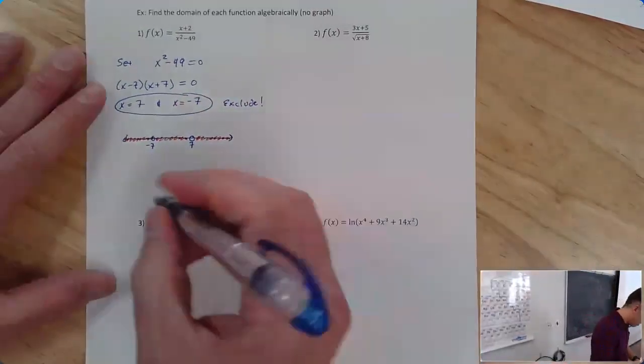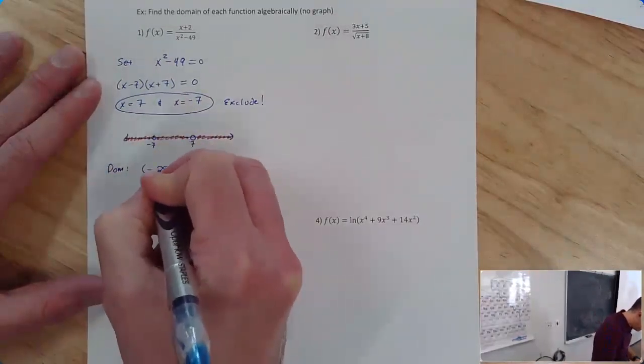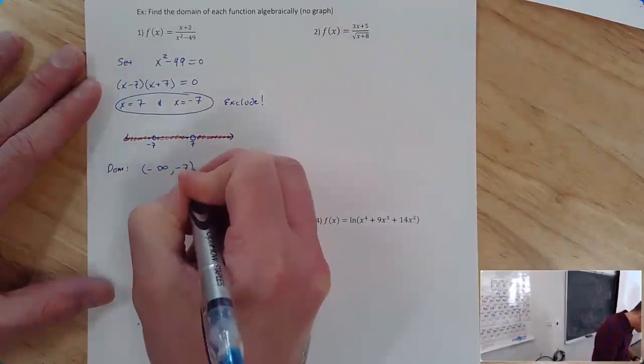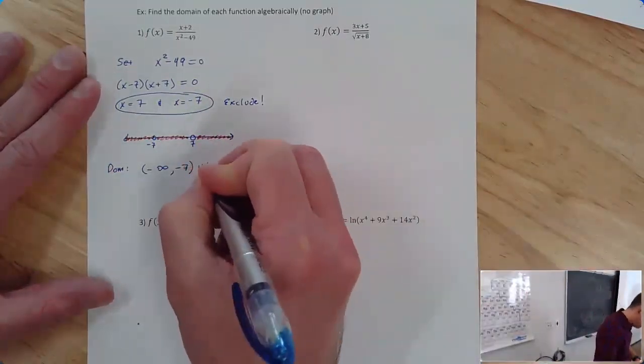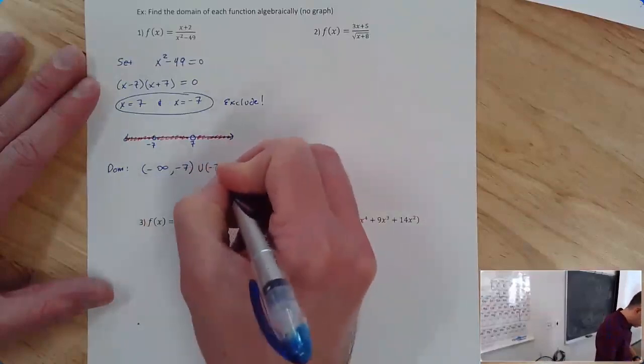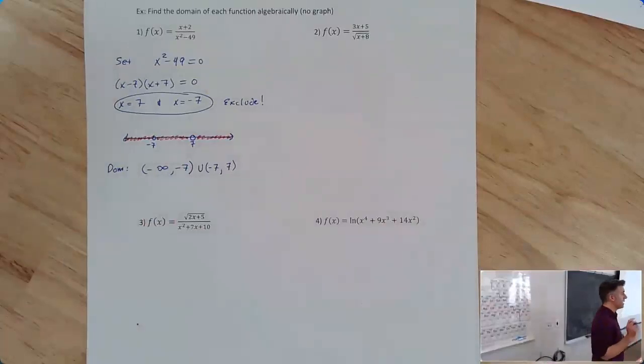So my domain here is going to be everything from -infinity to -7, excluding -7, union -7 to 7, again excluding both of those, but everything in between. So we can't just go -6 to 6, because there are a lot of numbers between -6 and -7. There are a lot of numbers between +6 and +7.